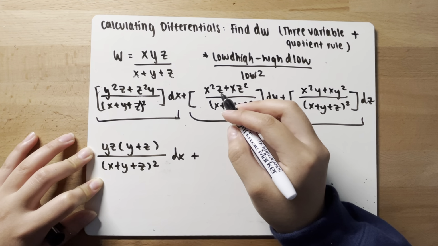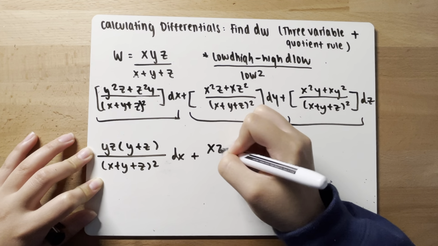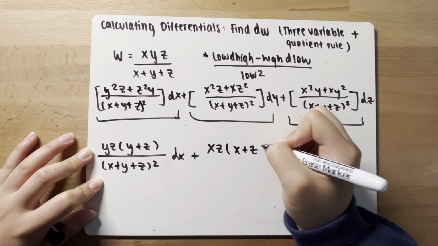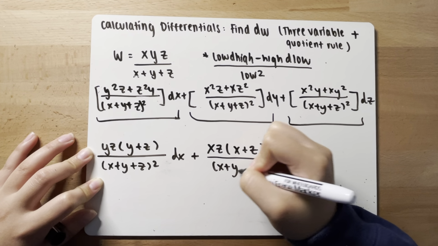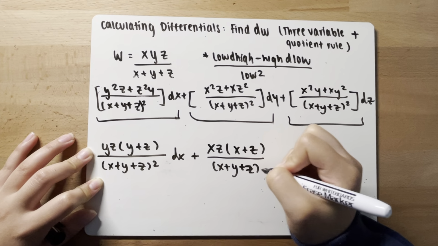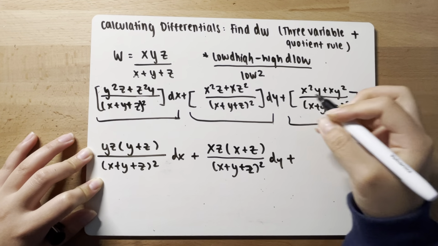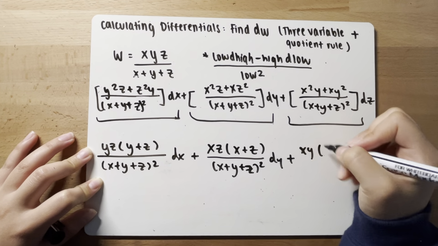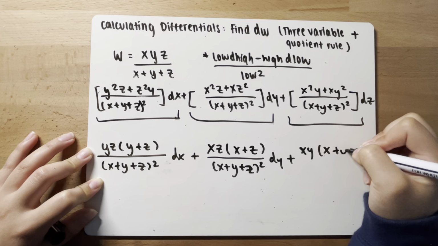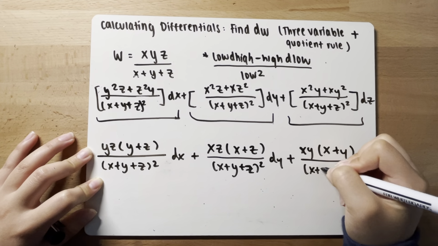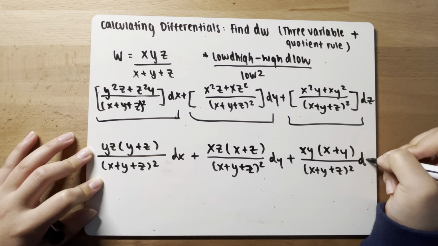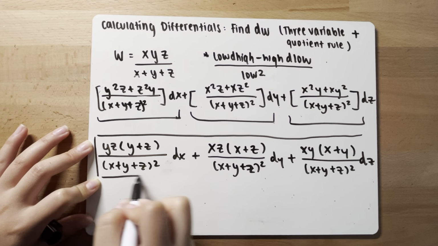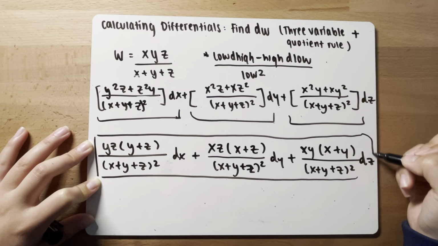Here you have x squared z plus xz squared. You can factor out x and z. You will then have xz times x plus z over x plus y plus z squared dy, plus. Here you have x squared y plus xy squared. You can factor out xy, and then you're left on the inside with x plus y, over x plus y plus z squared dz. And this will be your answer.